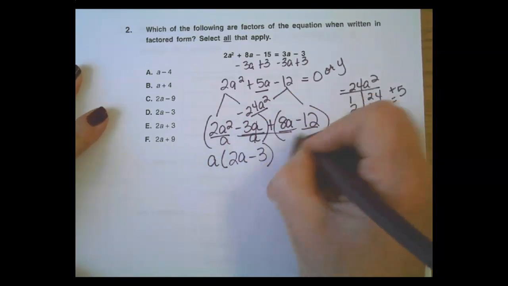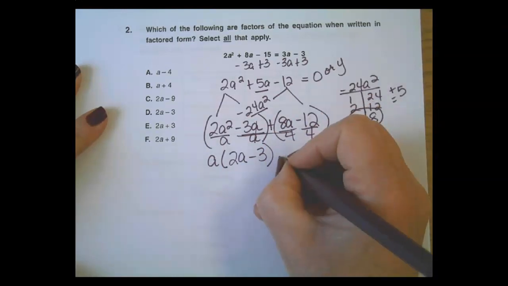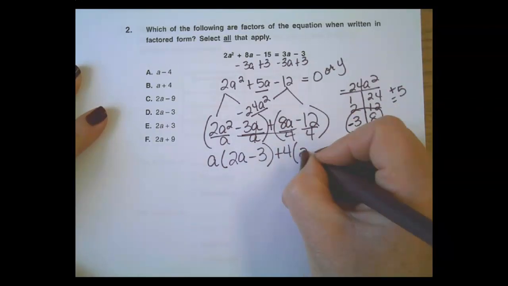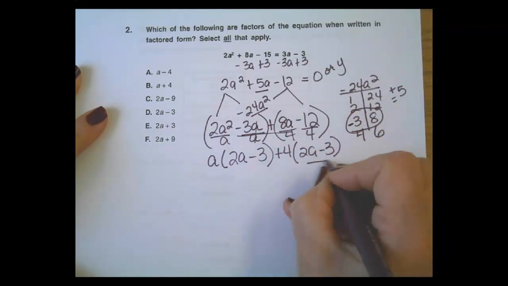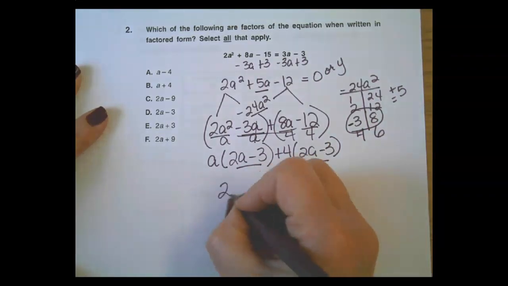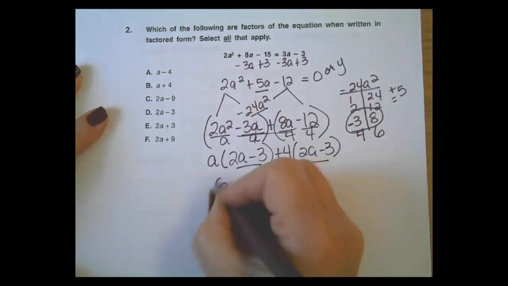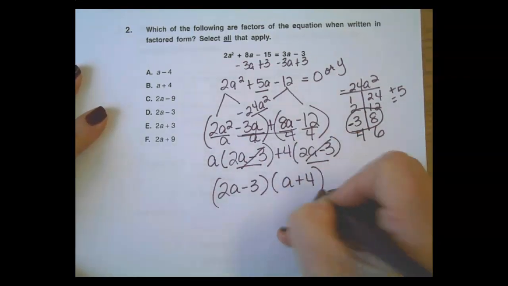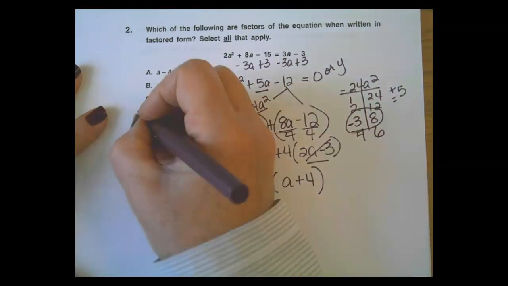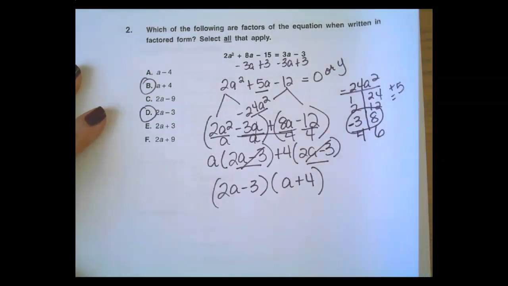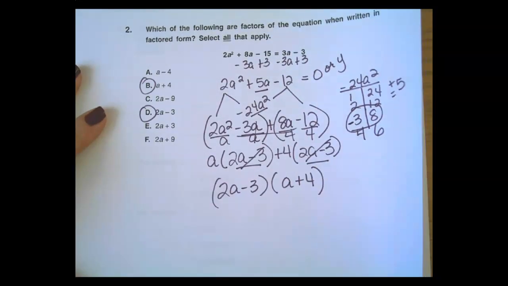Here, if I take out that positive 4, I am left with, what is that? 2a minus 3. These two are the same, so I'm going to factor that out. 2a minus 3. And when I factor that out, I am left with a plus 4. And there's my 2 answers. So 2a minus 3 and a plus 4. So B and D. That's how you do that. And you're going to have some more EOC practice with that, and you did last week anyway.